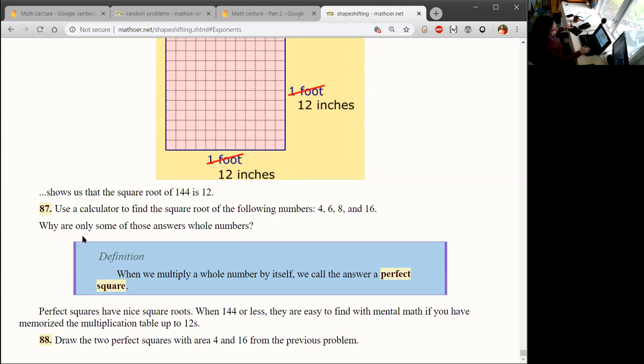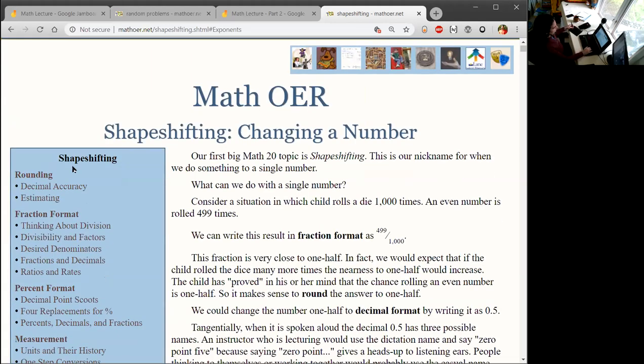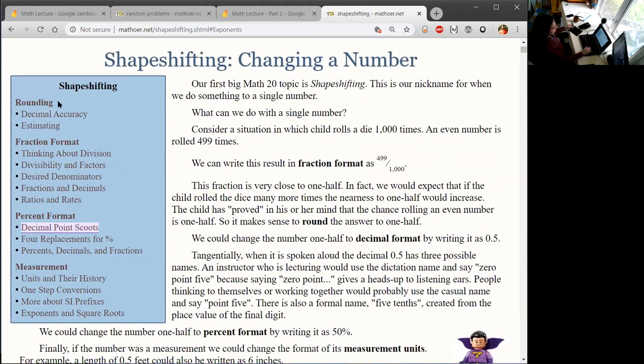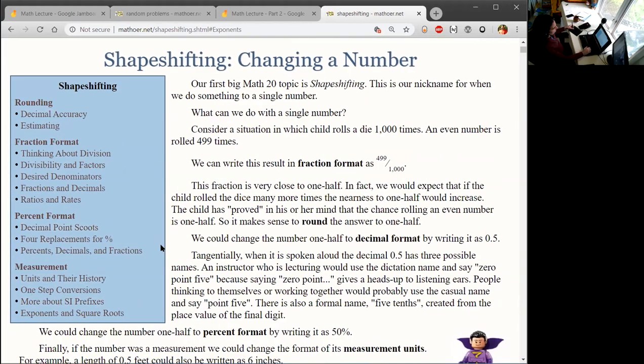One last definition. When it does work out nice, we call those perfect squares. So numbers like 9 and 16 and 25 are perfect squares. And that is the end of shapeshifting. We've now done everything here. That's all that anyone can think of to do with just one number, we now have done. So hooray, congratulations, milestone.